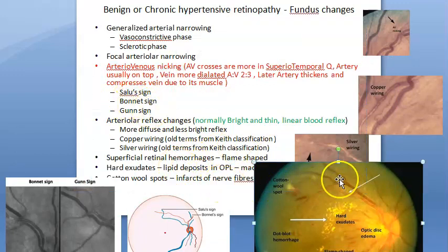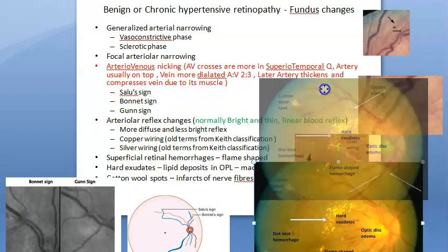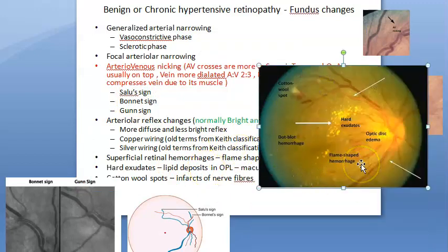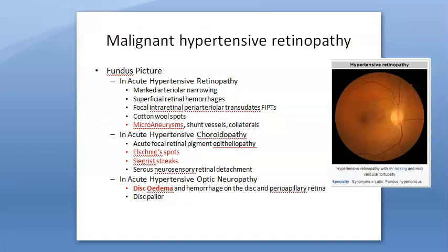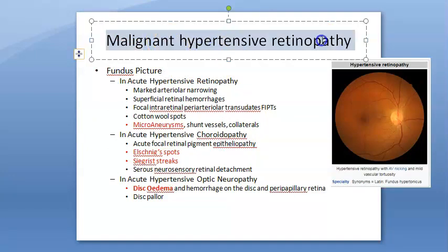Then in the fundus, what and all you will see? Hard exudates, flame-shaped hemorrhages, cotton wool spots. You should remember these, okay? Hard exudates, that is lipid deposits. Then you have cotton wool spots, infarcts of the nerve fibers, and flame-shaped hemorrhages. Guys, you also have something called malignant hypertensive retinopathy.